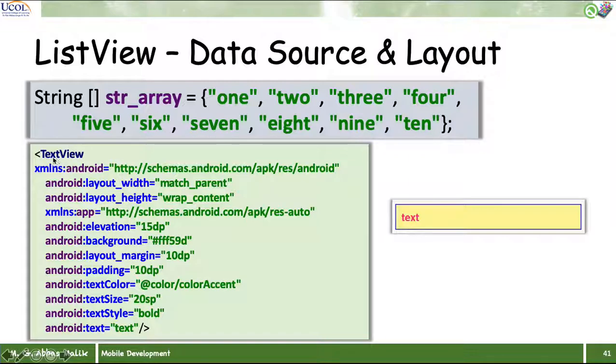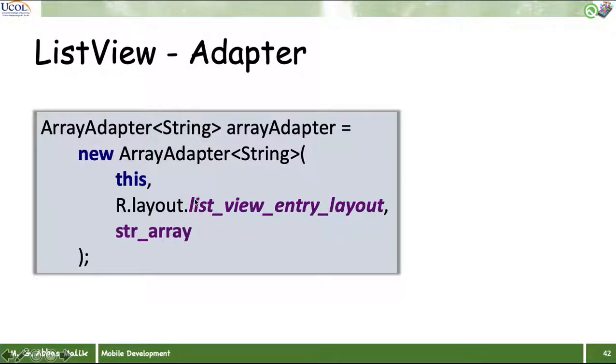And if you look at that, we have a simple text view with some specific design, specific layout, and each and every item from this strings array, which is actually the source of our data, will be displayed. One is going to be displayed instead of this text, two is going to again be displayed instead of that text in this text view, and similarly it will continue 1 2 3 4 5 6 7 8 9 and 10.